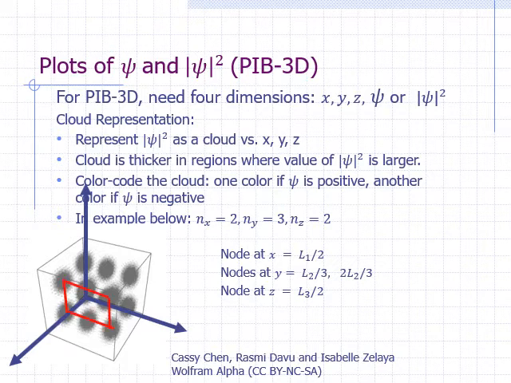This rectangle connects the centers of the 6 sections between the nodal plane at x equals L1 over 2 and the face of the box parallel to the yz plane. This rectangle connects the centers of the 4 sections between the nodal plane at y equals 2L2 over 3 and the face of the box parallel to the xz plane. This rectangle connects the centers of the 6 sections between the nodal plane at z equals L3 over 2 and the face of the box parallel to the xy plane.